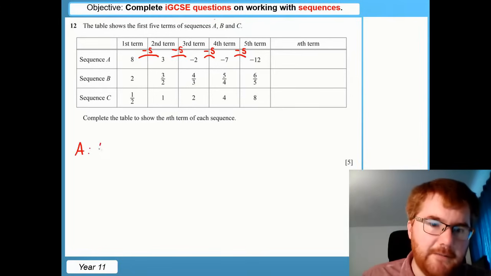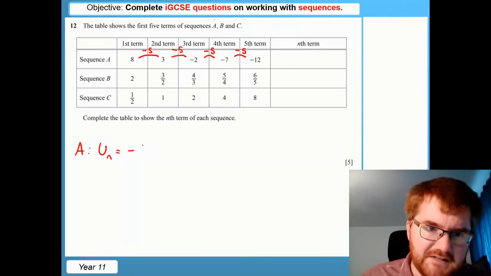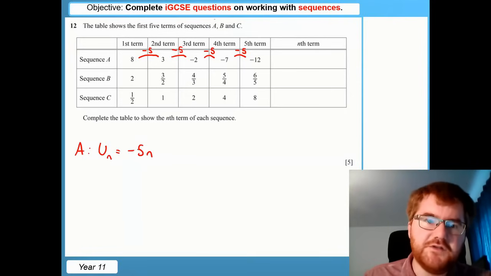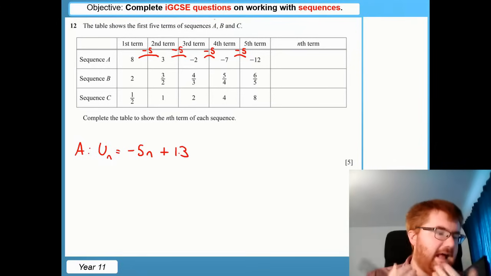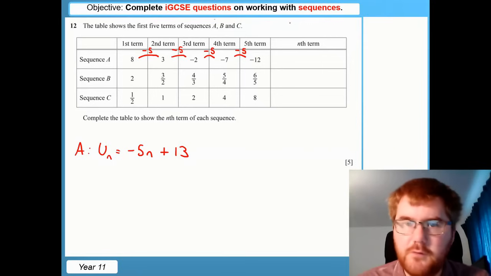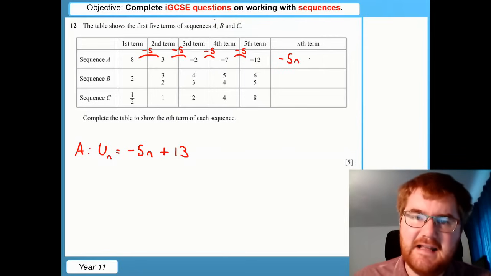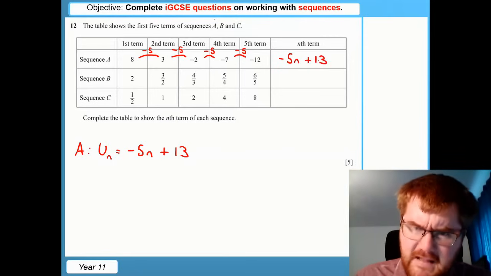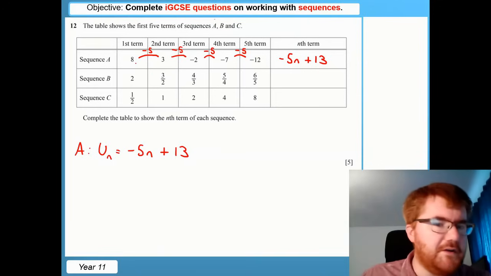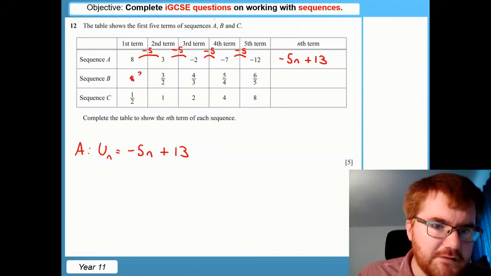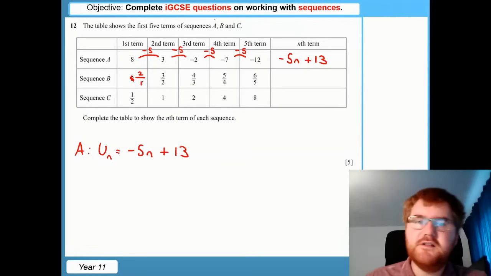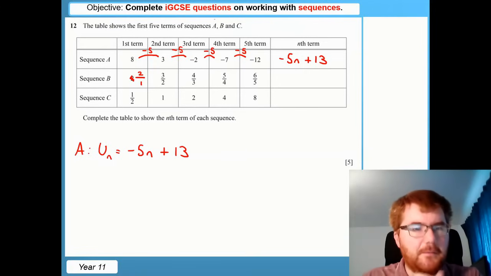So our nth term is going to be minus 5n. And then what do we do to minus 5 to get to 8? Well, we're going to add on 13. Once you get the hang of this, it's a straightforward process, particularly these linear nth terms. Now, sequence B, what I'm going to do before I even solve this is I'm going to change the first number to 2 over 1, so we can see a clear sequence on the top and the bottom.